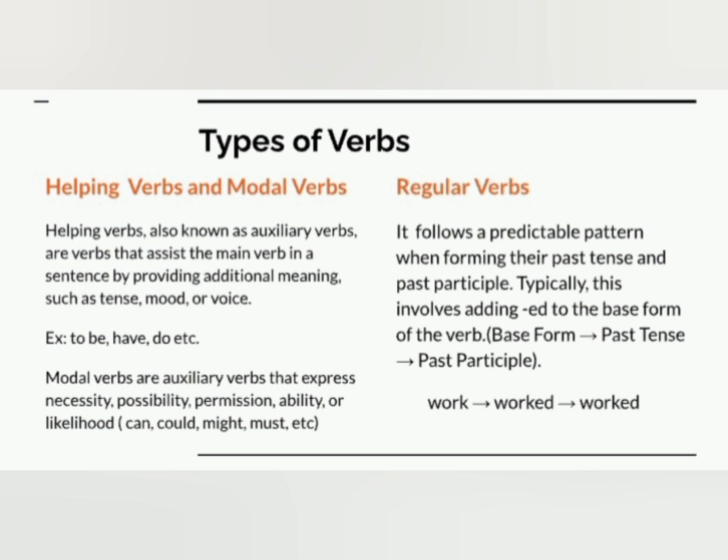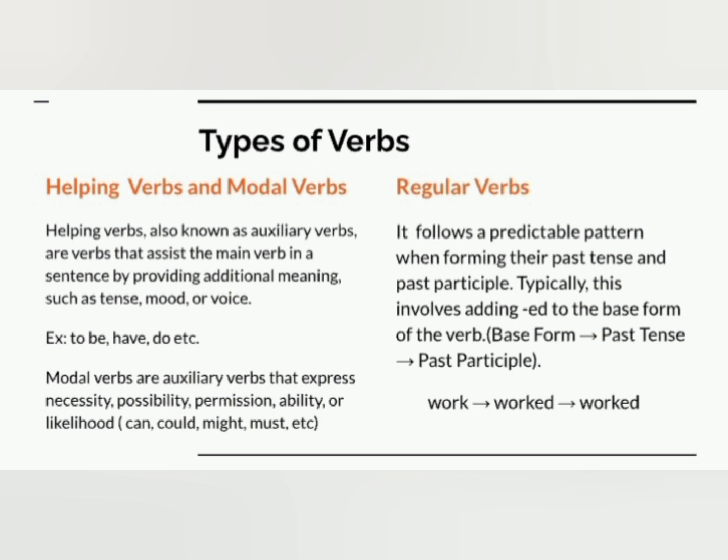Next one is modal verbs. Modal verbs are auxiliary verbs that express necessity, possibility, permission, ability, and likelihood. Which means modal verbs describe the possibility of happening or taking a permission. It helps to take a permission and to make a request, and these verbs are used to say the likelihood. These words are can, could, might, must, will, would. These are the examples of modal verbs.